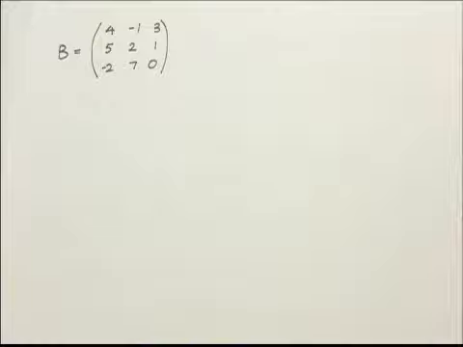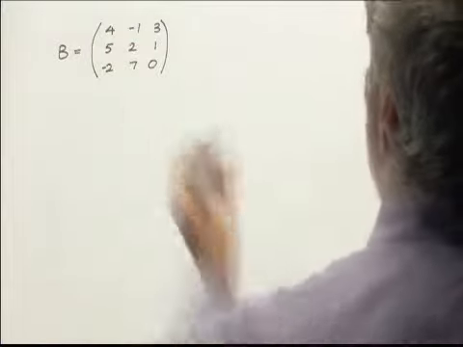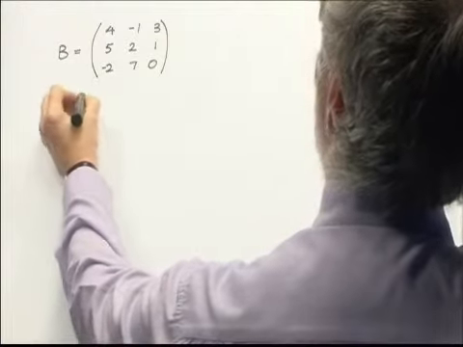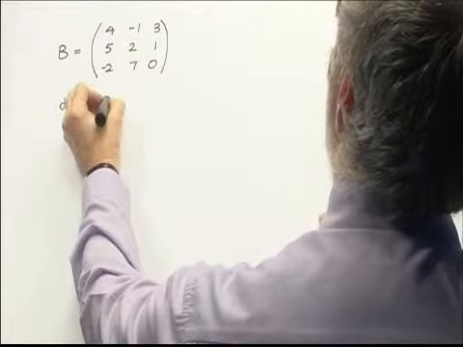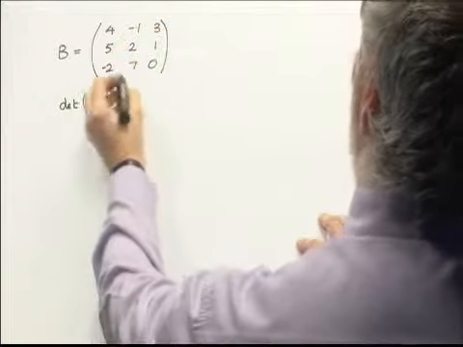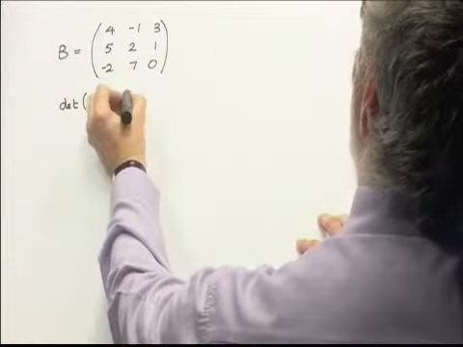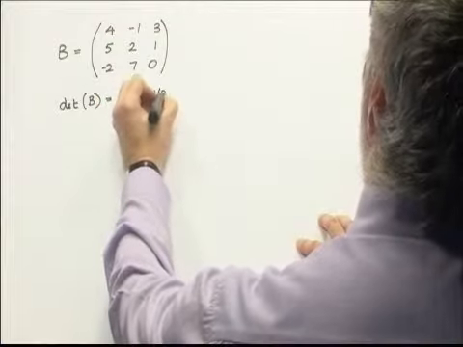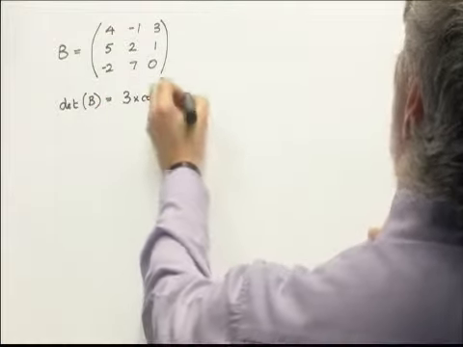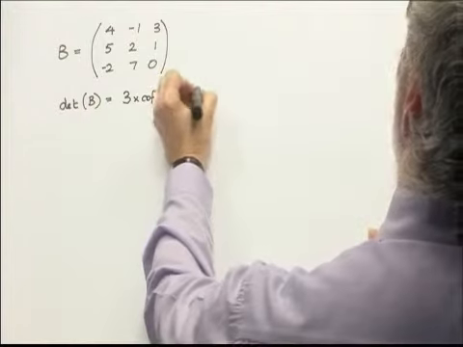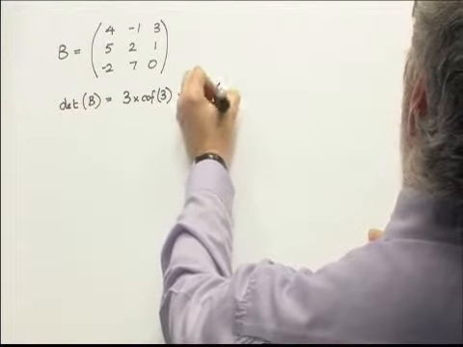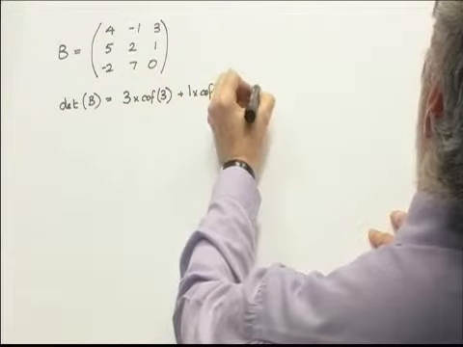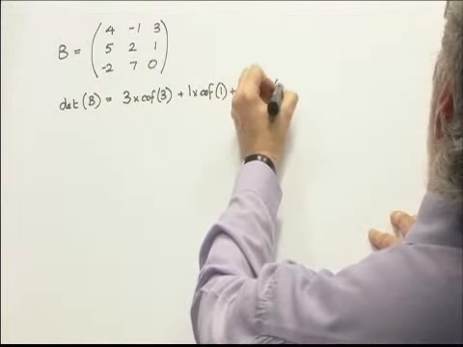So what I'm going to do is pick the third column, and then I know that the determinant of B is equal to, the elements in that column are 3, 1 and 0. So I'm going to need to take 3 and multiply by the cofactor of 3. I'm going to add on 1 times the cofactor of 1, and then I'm going to add on 0 times the cofactor of 0.